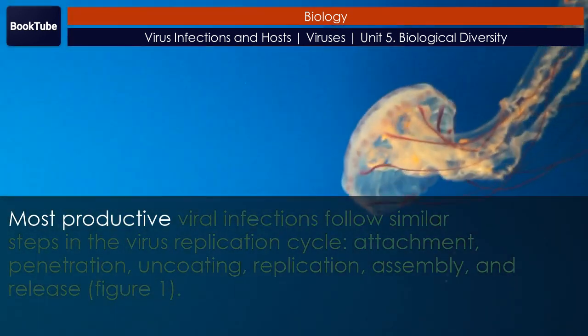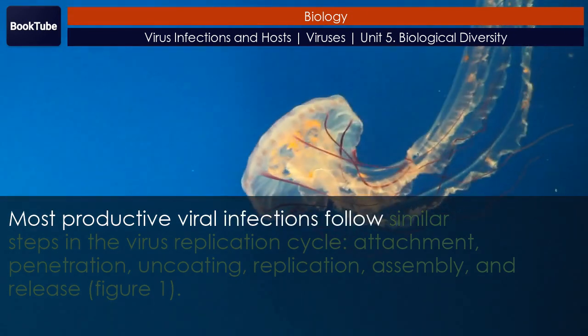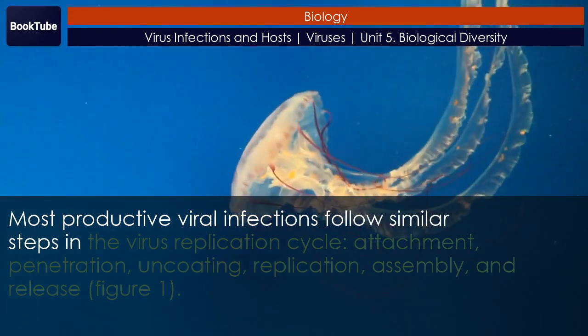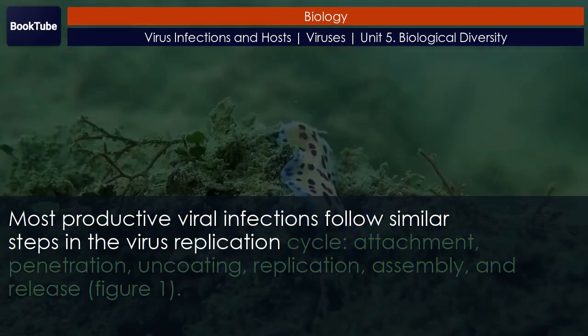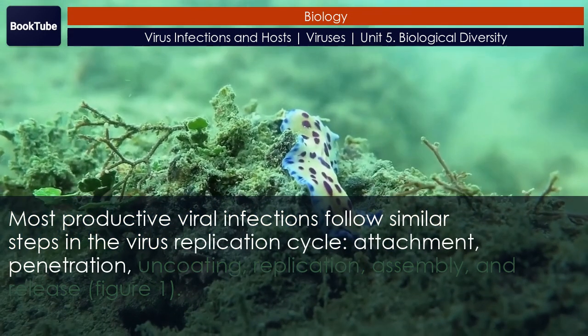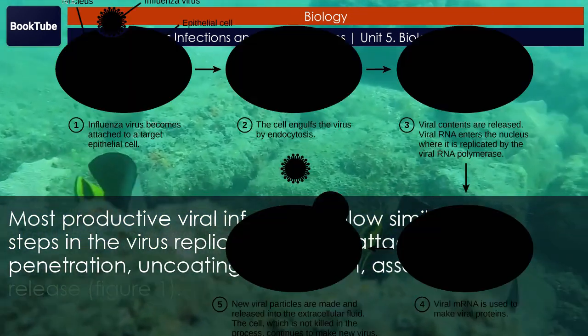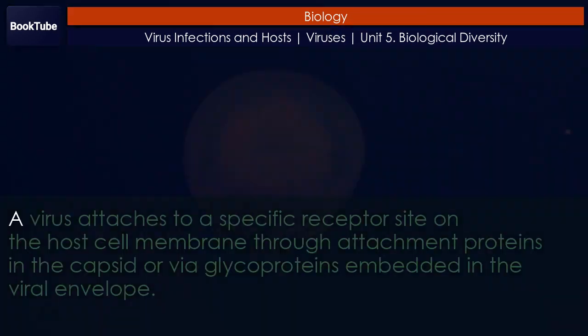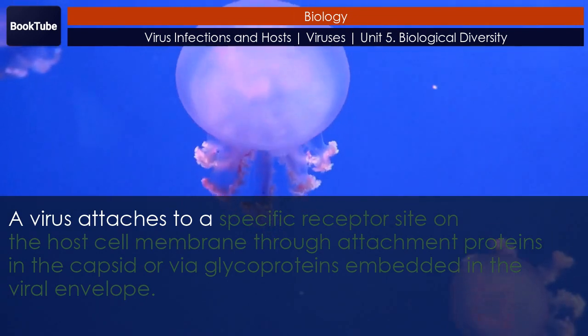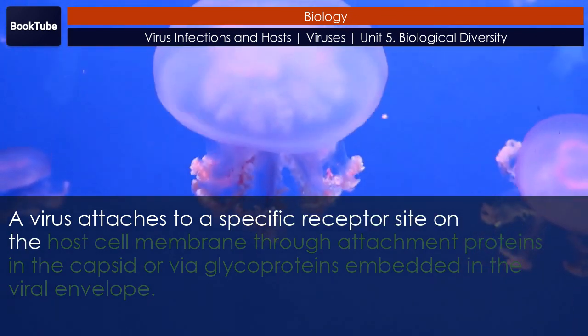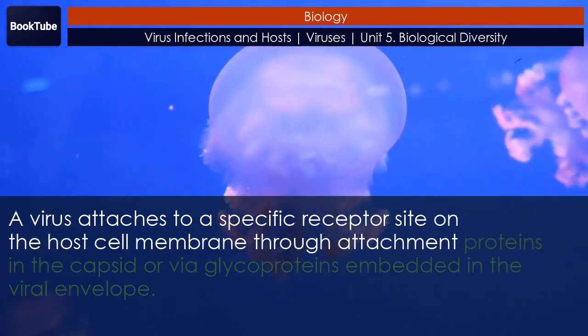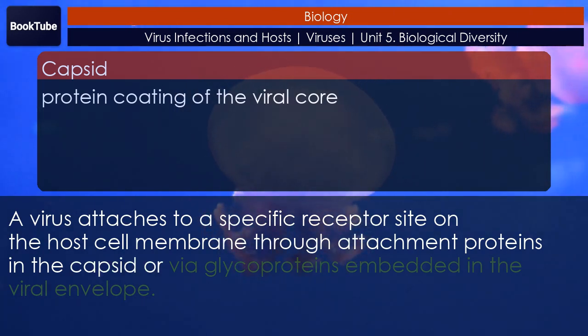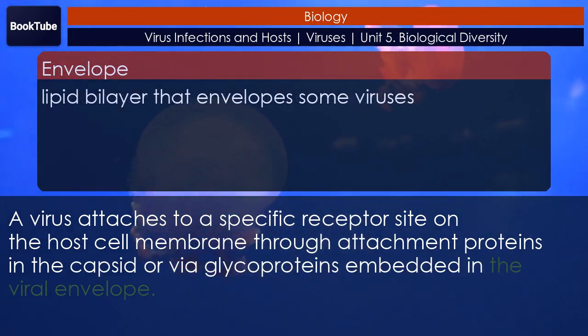Most productive viral infections follow similar steps in the virus replication cycle: attachment, penetration, uncoating, replication, assembly, and release. Figure 1. Attachment. A virus attaches to a specific receptor site on the host cell membrane through attachment proteins in the capsid or via glycoproteins embedded in the viral envelope.